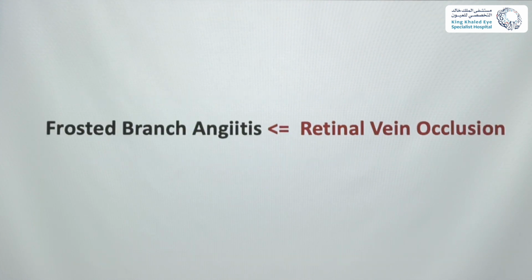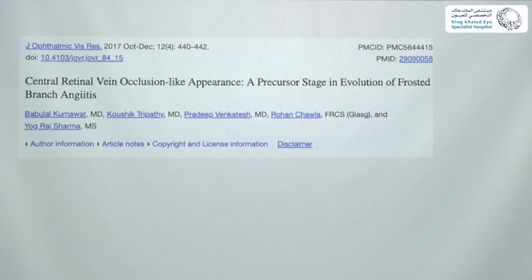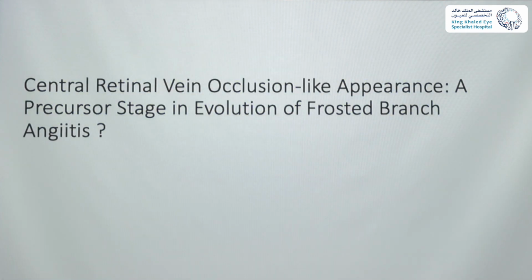So the second question: can retinal vein occlusion lead to frosted branch angiitis? To answer this question, let's go through this article, and then we will see a case that was thankfully provided by Dr. Suleiman. Is a central retinal vein occlusion-like appearance a precursor stage in the evolution of frosted branch angiitis?